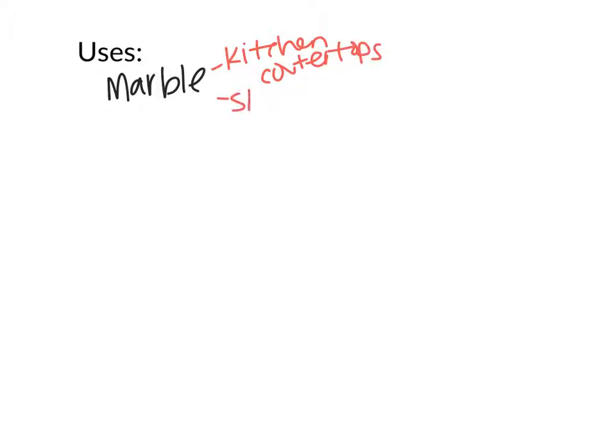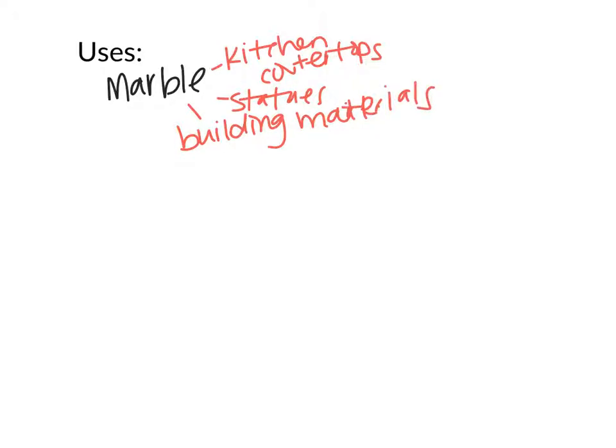Real life uses of metamorphic rocks. Marble can be used for kitchen countertops, statues, building materials. Slate is a really nice rock. It comes from a sedimentary rock. This can be roof tiles, blackboards that you write with chalk.